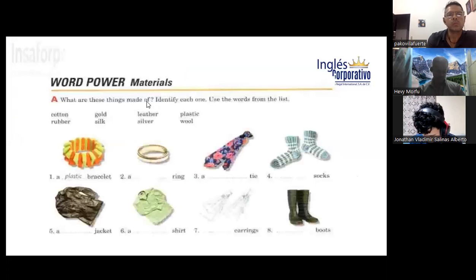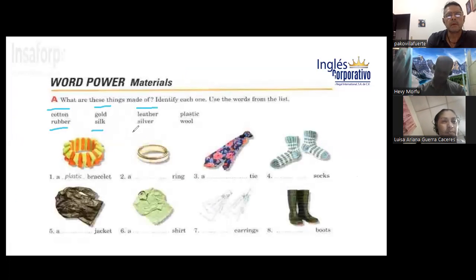Let's continue with the following exercise. We have some materials here. We have cotton, rubber, gold, silk, leather, silver, plastic, and also wood. When we talk about shopping, we're talking about articles, clothes, furniture. So we're talking about different things.